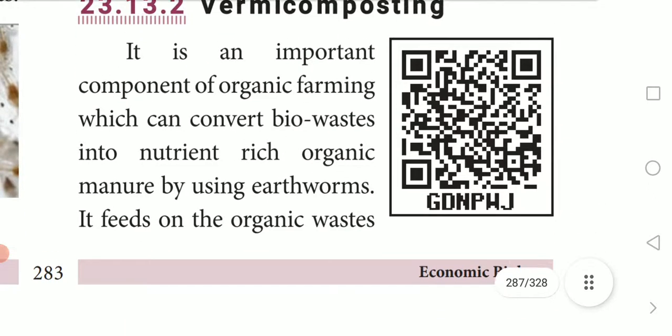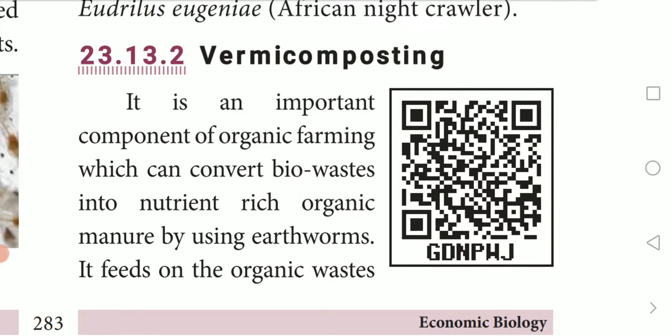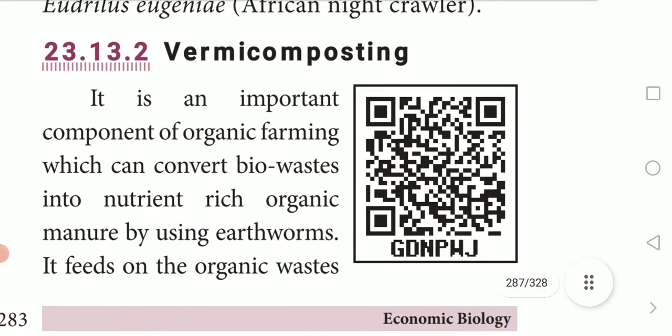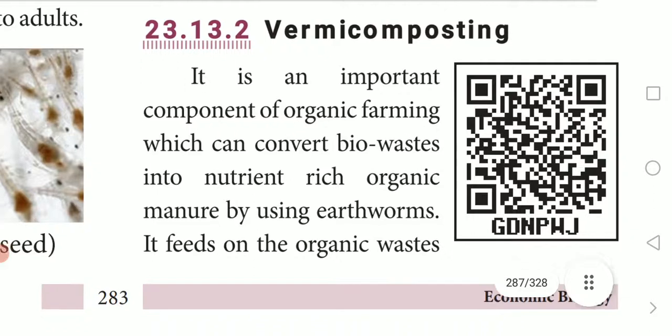Then what do you mean by vermicomposting? Just mark it, 2 marks. It is an important component of organic farming which can convert bio waste into nutrient-rich organic manure by using earthworms. That is what we call vermicomposting. It feeds on the organic waste.